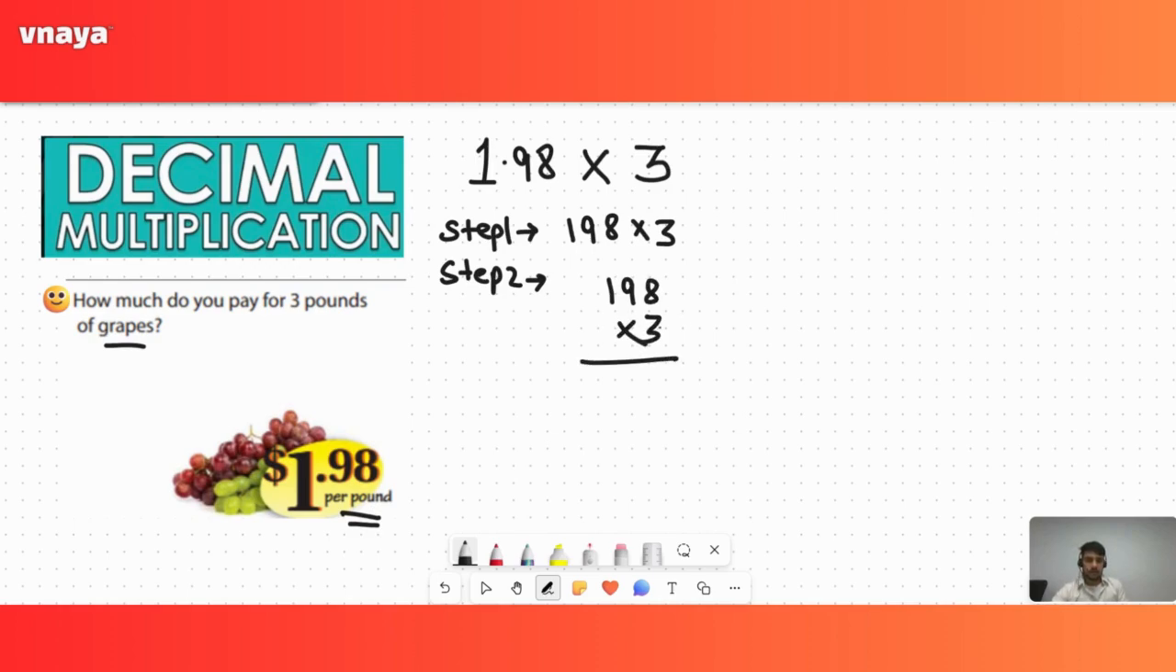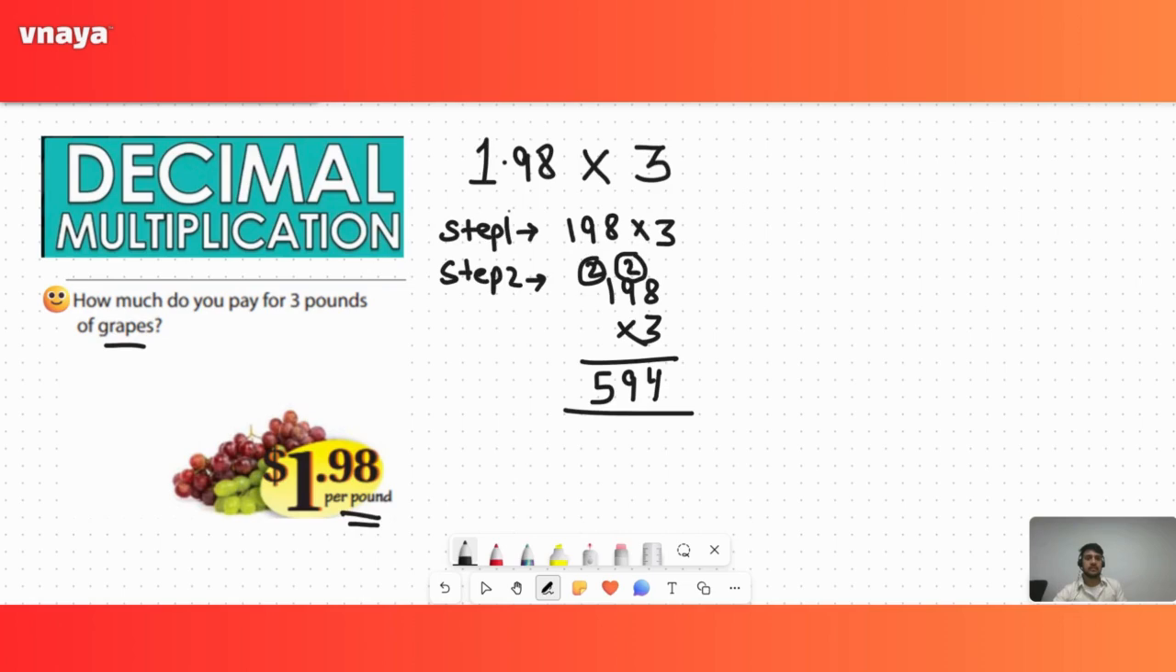Now we will multiply. 3 times 8 is 24. 3 times 9 is 27, but 27 plus the extra 2 is 29. Now 3 times 1 is 3, and 3 plus 2 is 5. So this is the product of our whole numbers, 594, but this is not the actual answer.